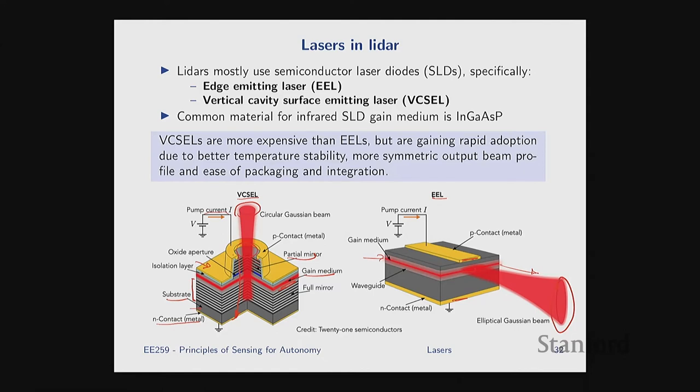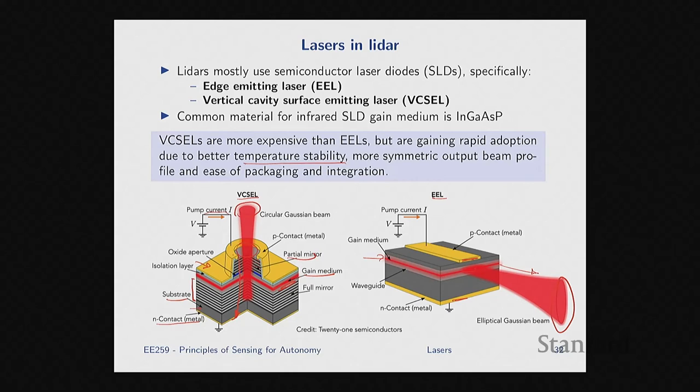But also, VCSELs have, for instance, better temperature stability and things like that. So they're a superior technology, but also they're more expensive. So they're rapidly, again, becoming cheaper and more used in LiDARs. But today, both are used. Both edge-emitting and VCSELs are used, but I think eventually VCSELs are gonna dominate the market.